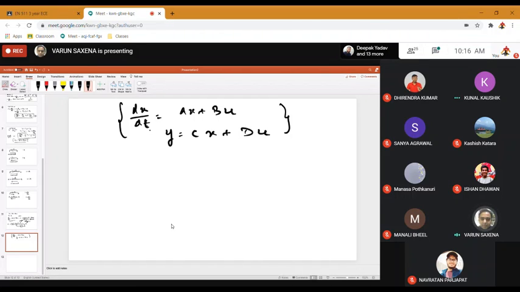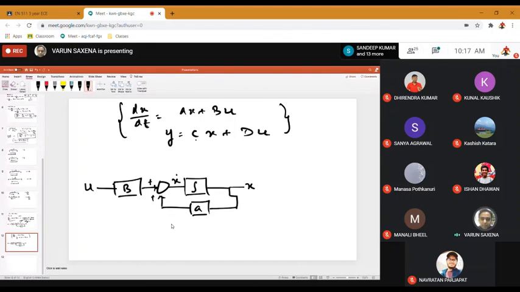Yes, that's it. It's simple. Just because I'm giving a question doesn't mean that it has to be a tough one. So this is what it is. You have x here. It gets added. You get a here. Then when you add, you get x dot. Then you have an integrator, and you get x. Then y is x times c.